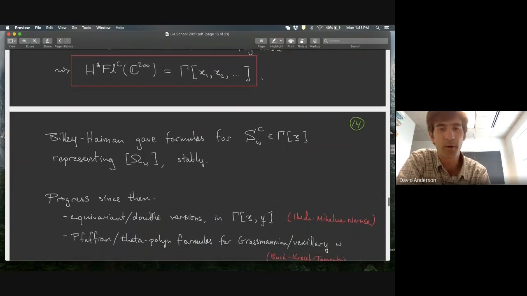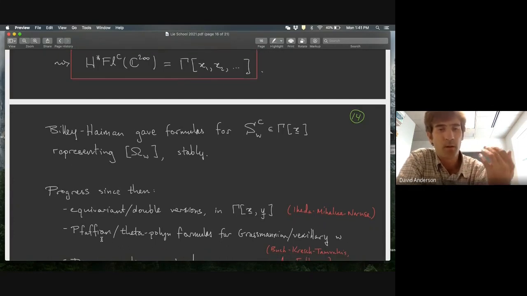Notably, equivariant, or in other words, double versions of these polynomials came out. So one thinks of the Y's here as equivariant variables with respect to a torus action. This is around 2010. Ikeda, Mihalcea, and Naruse wrote those down.